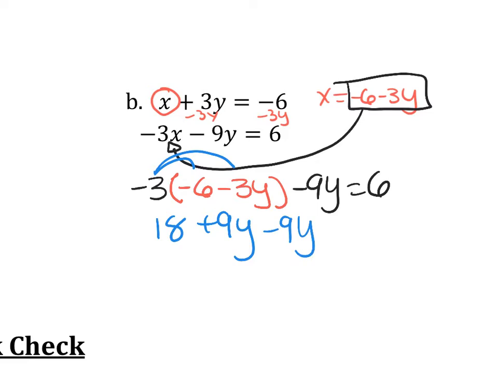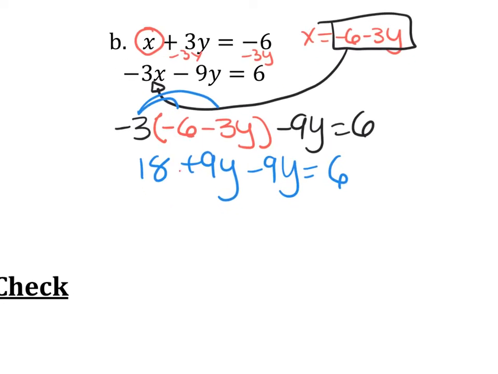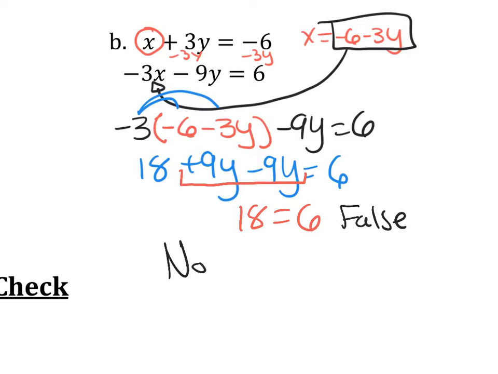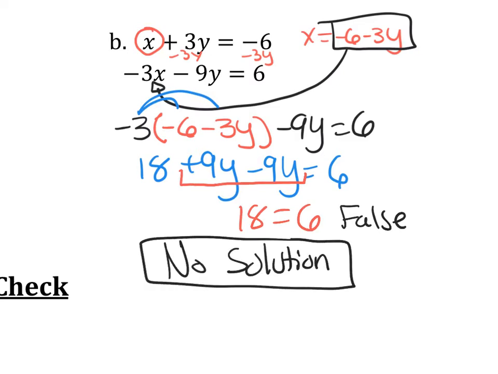Then we solve: plus 9y minus 9y equals 6. When we combine like terms, plus 9y minus 9y equals 0. I'm left with 18 equals 6. Is that true? No, this is false, which means no solution. Any questions? The main thing here is making sure you're plugging that rearranged equation back into the other equation. That's the main thing to remember to do.